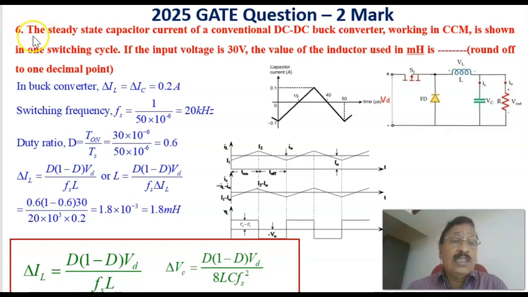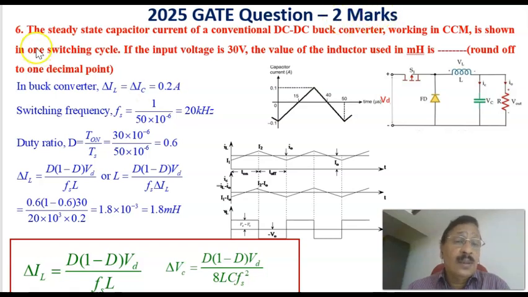Now let us see the sixth question, from the 2025 GATE paper, which also carries 2 marks. The steady state capacitor current of a conventional DC to DC buck converter working in continuous conduction mode is shown in the switching cycle here. If the input voltage is 30 volts, what is the value of the inductor in millihenry, rounded off to 1 decimal point?